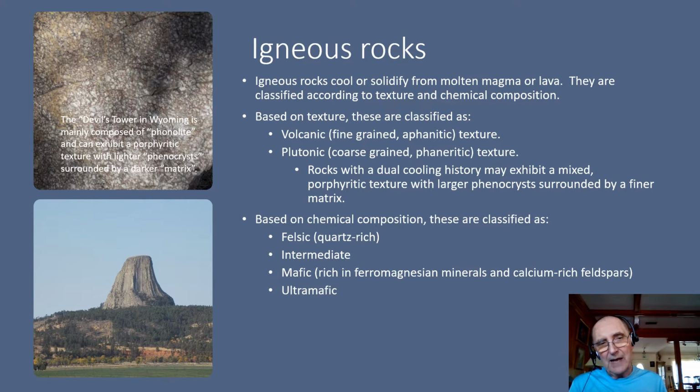Here's a picture of the Devil's Tower in Wyoming. It is made out of phonolite, and the phonolite is typically porphyritic. You can see the white phenocryst surrounded by the darker matrix.